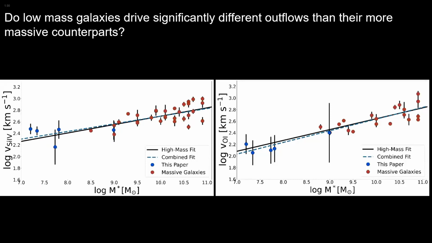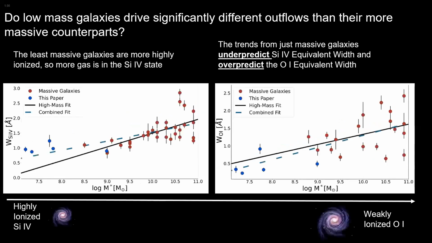And now that we have this quantification, we can use this to basically set the initial conditions for simulations and test our simulations and whether or not they drive realistic outflows. And then in terms of equivalent width, one thing that we notice is that as you go from low mass galaxies to high mass galaxies, the lower mass galaxies are actually more highly ionized. So this produces a divergence in the trends where the highest ionization trend, silicon-4, is actually underpredicted by the trend from just the massive galaxies, and the lowest ionization parameter, oxygen-1, is overpredicted.